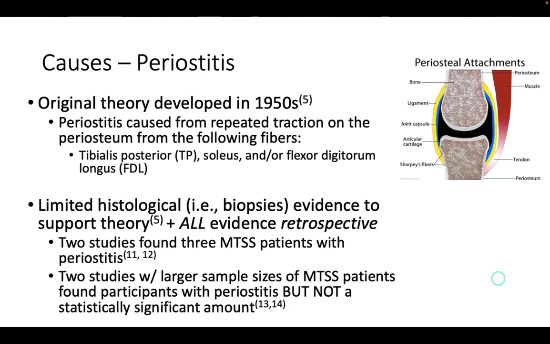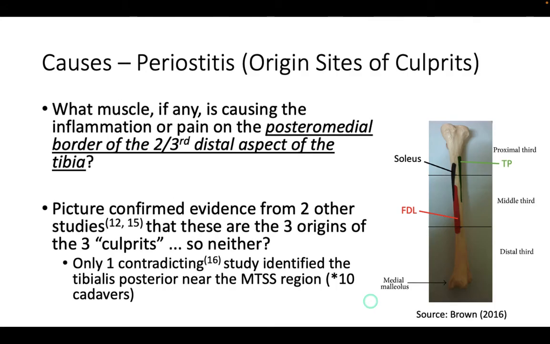But there were two much larger studies with bigger sample sizes. They did find some of the MTSS patients with periostitis, but it wasn't to the degree where it was statistically significant. So again, there were more people without periostitis than with. So again, not a lot of evidence, and if anything, more evidence against this theory of causing shin splints or the pain of shin splints.